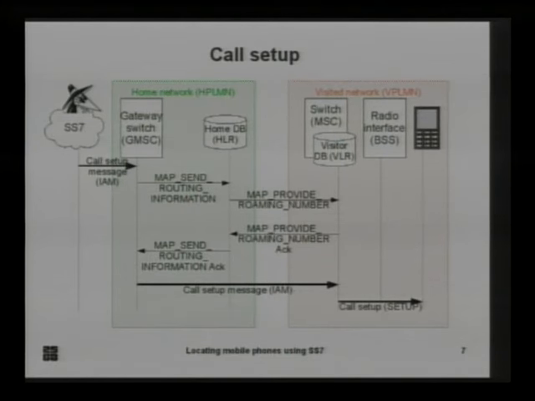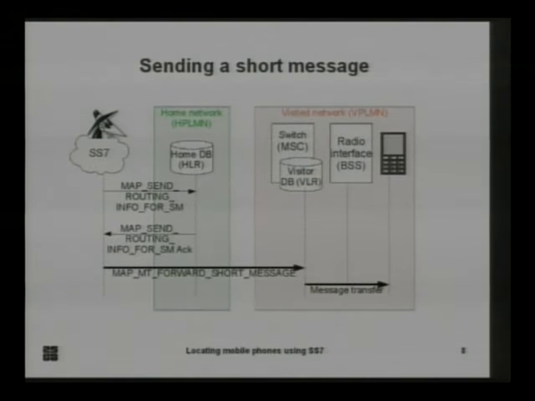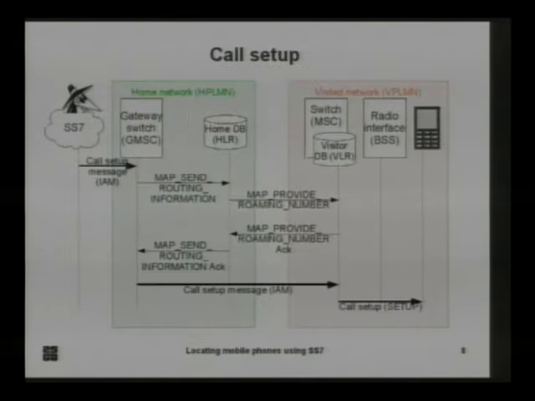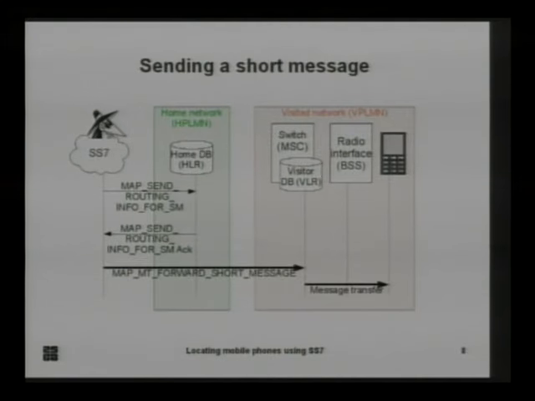So let's look at short messages then. As you can see, short message is pretty different, because with call setup you have the send routing information that's sent by the gateway switch to the home database and then back. And when you send a short message, the spy in the SS7 network, or just another network operator who wants to deliver a short message to your phone, in the normal case, directly sends a request for routing information for that short message to your home database.